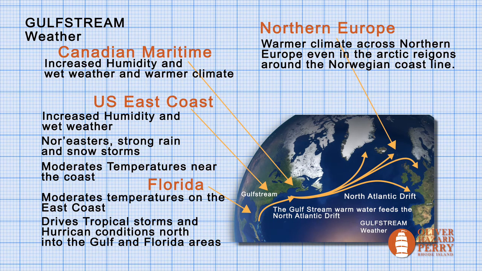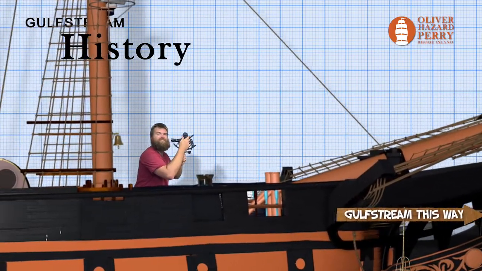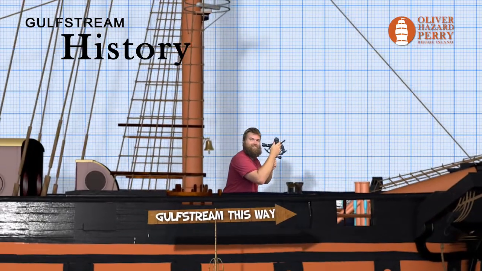In fact, England is about the same distance from the equator as cold regions of Canada. If it weren't for the warm water of the Gulf Stream, England would have a much colder climate. Besides affecting the weather, the Gulf Stream has also affected mariners. It's become an important tool for mariners over the years.